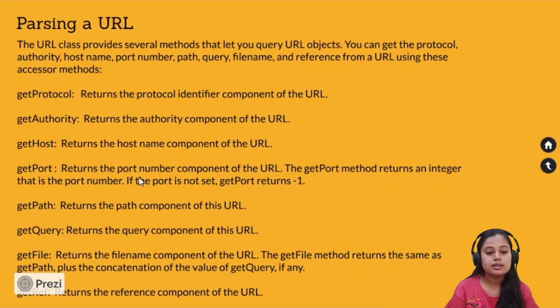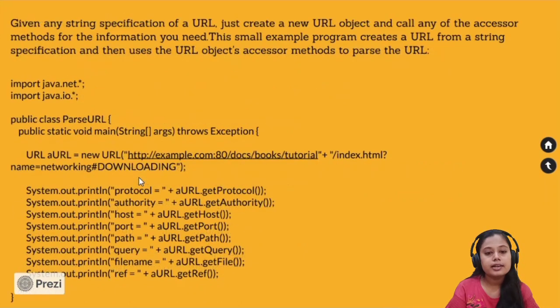Next is the getHost method. It returns the host name component of the URL. The getPort method returns the port number component of the URL. The getPort method returns an integer, that is the port number. If the port is not set, it returns -1. The getPath method returns the path component of the URL. The getQuery method returns the query component of the URL. The getFile method returns the file name component of the URL. The getFile method returns the same as getPath plus the concatenation of the value of getQuery if any. The getRef method returns the reference component of the URL.